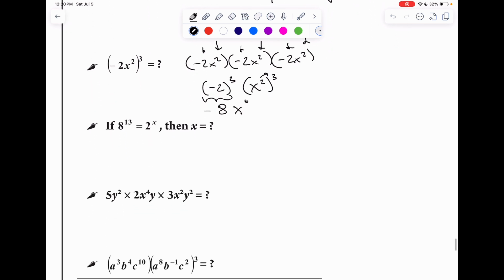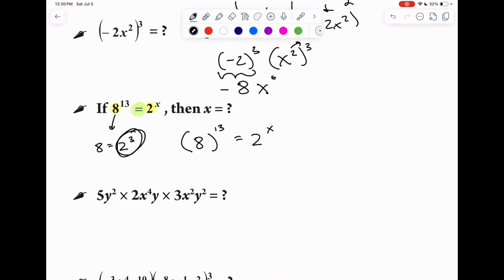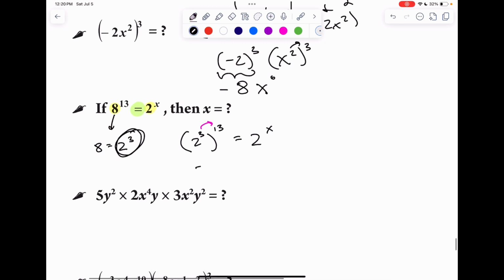All right, let's look at this next one here. Ooh, I see we have bases and they equal each other, but our bases aren't the same. What do we do when the bases aren't the same? We make them the same. How can I write 8 as a 2 to the something? 8 is just 2 to the 3rd power. So again, this problem says 8 to the 13th equals 2 to the x, but I'm not going to say 8 like 8. I'm going to say 8 like 2 to the 3. So now when I raise my exponent to another exponent, what do we do? We multiply. So that's going to be 2 to the 39 equals 2 to the x.